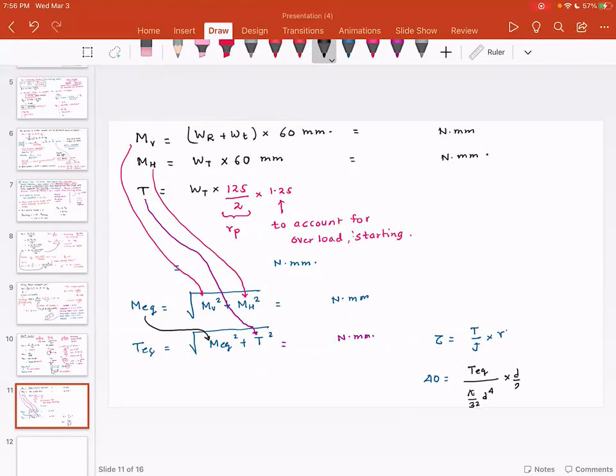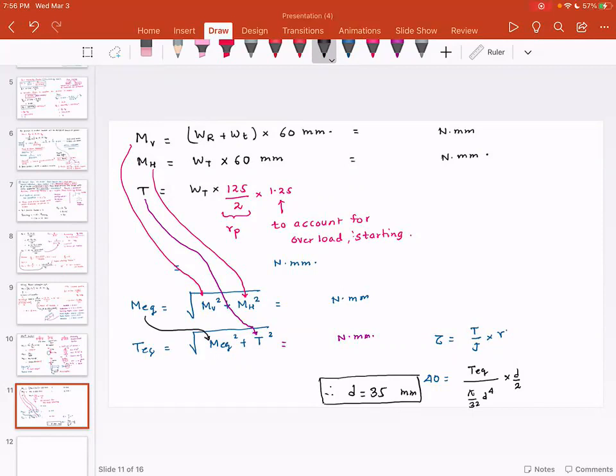R is d by 2, and the only unknown in this equation is d, and you should be able to get the value of d. So I can tell you that solving this, my answer is 35 millimeters. I don't have intermediate answers, but I substituted all these values directly, and I found my diameter is equal to 35 millimeters.